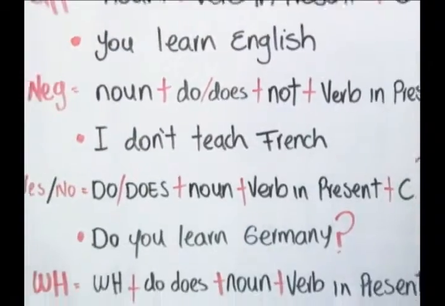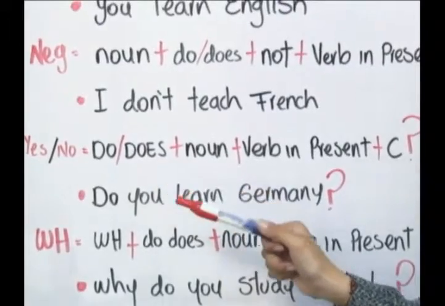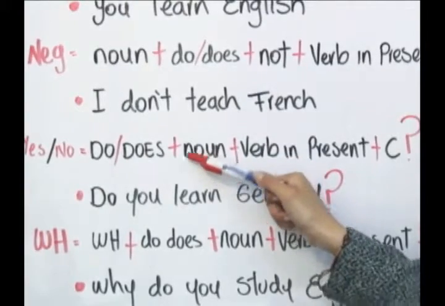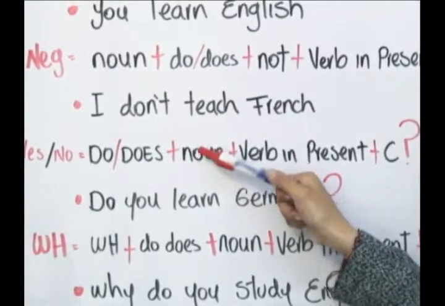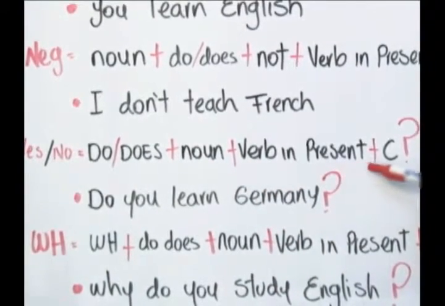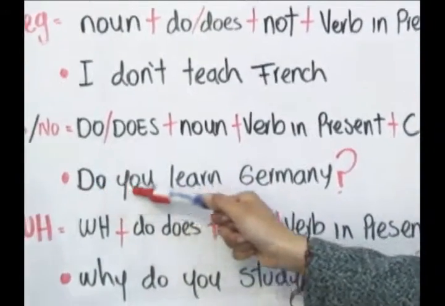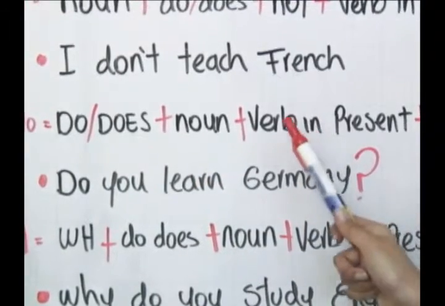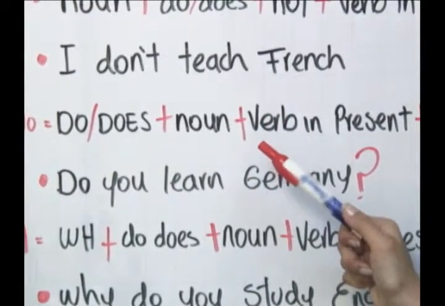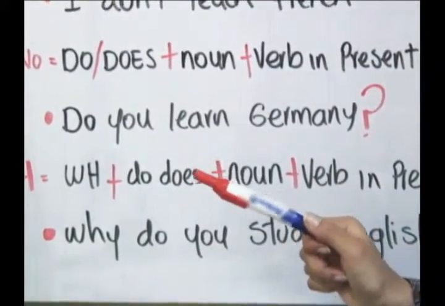In the yes/no questions, we need also the auxiliary verb, do or does, depending on the noun. So, do or does, the noun: he, she, or it with does; we, you, they, and I with do. And the verb in present plus the complement and the question mark. Look at the example. Do you learn German? No, you learn English. Does she learn German? No, she learns English.